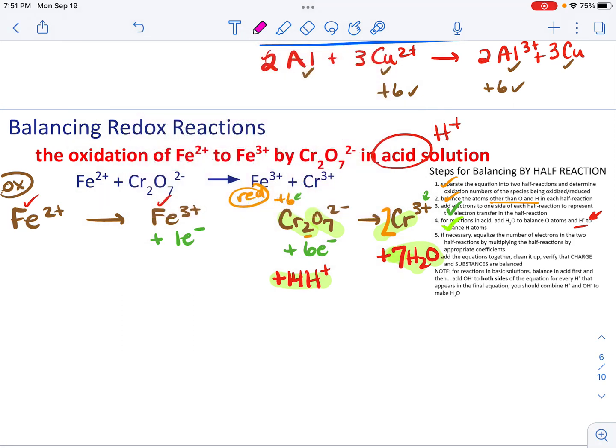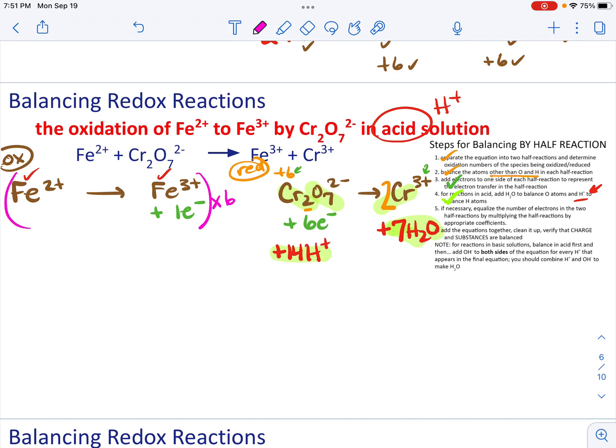Okay. Now let's equalize the electrons. I need to do that because I have 6 in the chromium one and 1 in the iron one. So I need to multiply the iron equation by 6, but I don't have to touch the other one. That will give me 6 electrons in each equation. And I'm going to clean them up and add it together. So I'm going to rewrite this with my arrows lined up so that I can see what's happening. 6 Fe2+, because I had to multiply by 6, yields 6 Fe3+ and 6 electrons.